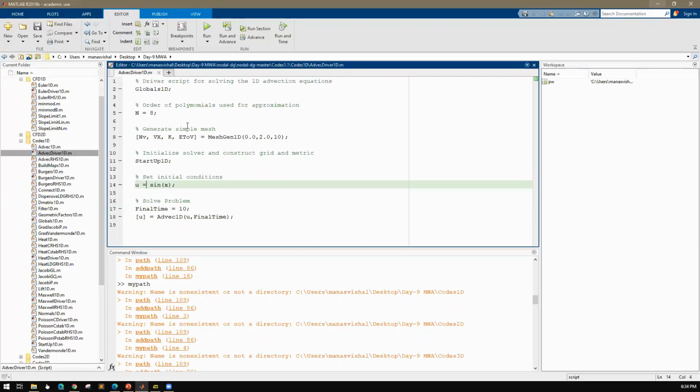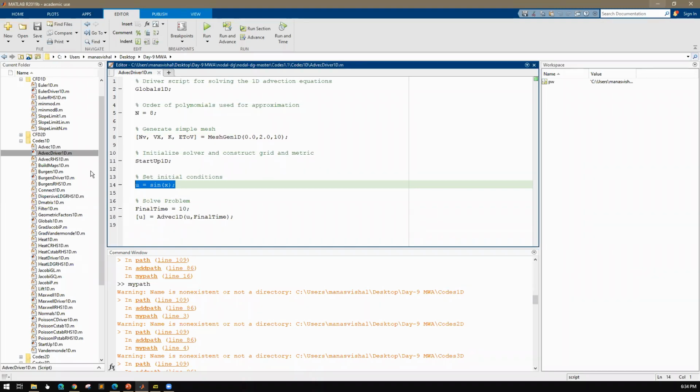So suppose you want the advection equation to be run in this grid. This is the order of the polynomials which you want to approximate the solution with, and this will generate the grid. This is the lower limit of the 1D grid, and this will be the higher limit. So basically this will generate a grid from 0 to 2 with 10 subdomains. This will initialize the grid and the metric, and you are passing the initial condition by setting the initial value of every subdomain as sin x, and the final time which you want the solution to have will be 10.